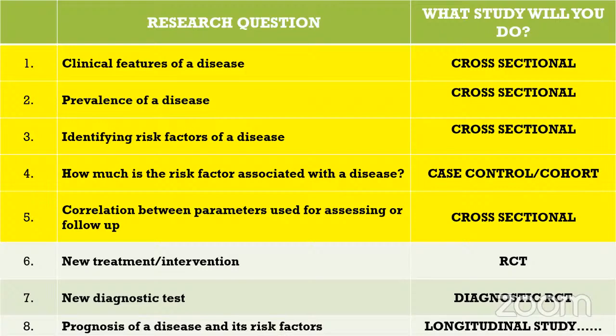A new diagnostic test goes through several phases, and the final step is a diagnostic randomized control trial, where in one arm you use the new diagnostic method, in the other arm you do not use the diagnostic method. And finally, prognosis requires a longitudinal follow-up of a particular disease to look at the risk factors which would predict the prognosis of the disease.